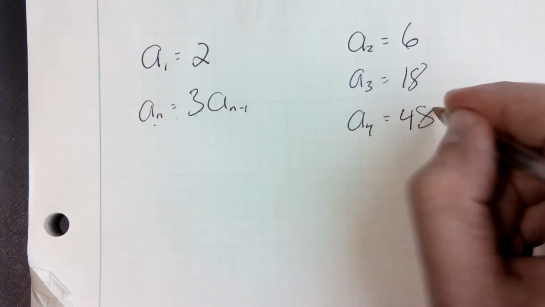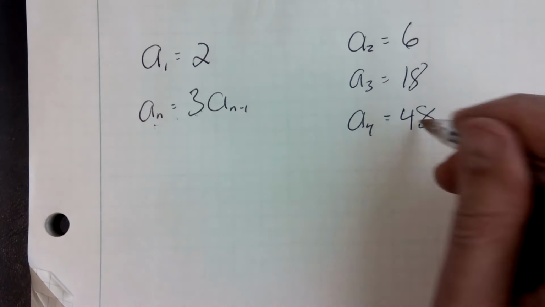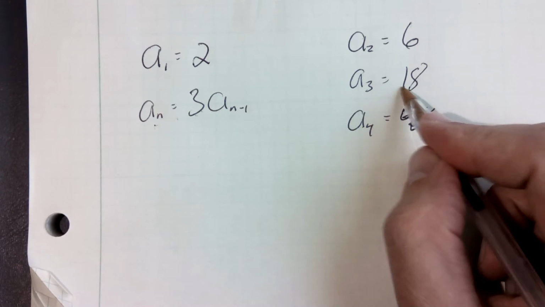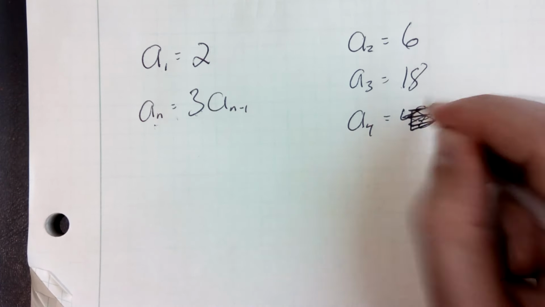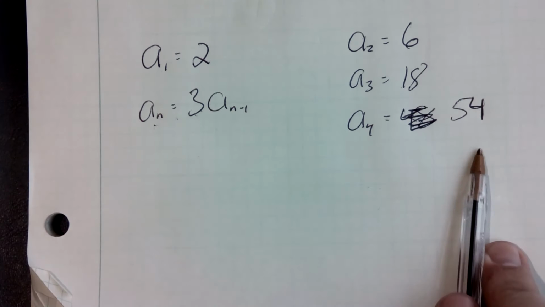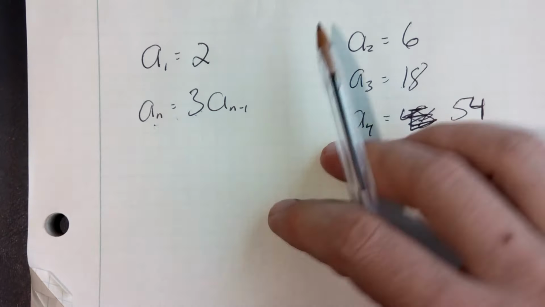48. Nope, it's not going to be 48. That's 30 and 24. That's going to be 54. I can do my multiplication. It might be handy to have a calculator with you or next to you while you do these.